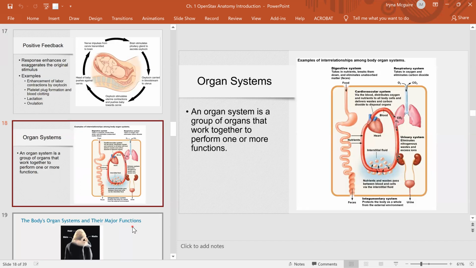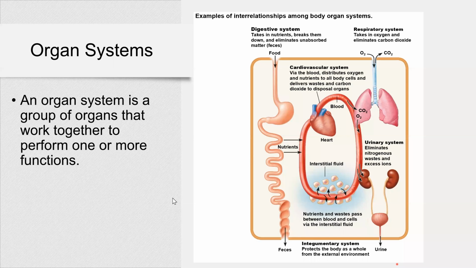Okay, now very quickly we'll talk about body systems. Now your cells make tissues, and tissues make organs, and organs make body systems. An organ system is a group of organs that work together to perform one or more functions. And over here you can see an example of interactions among body organ systems. And again, to keep you alive, to keep this homeostasis.